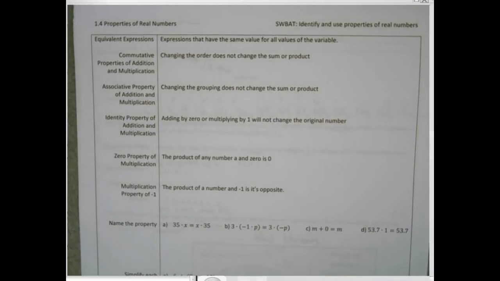We are doing 1.4 properties of real numbers. What's my swab at?